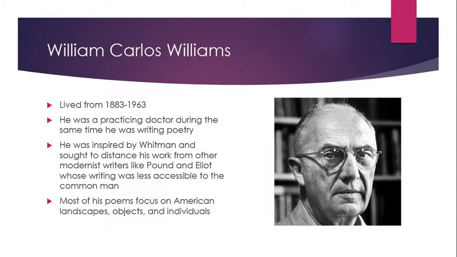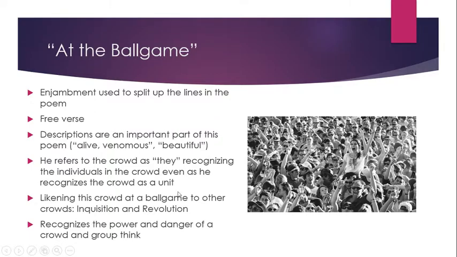So a lot of his poems focus on quote-unquote American things, so landscapes, objects, and individuals that he observes in his regular life, or that he is familiar with as part of his familiarity with the American landscape. So At the Ball Game is an interesting poem, because on the surface of it, it seems to be a celebration of a crowd, but he actually is both recognizing the beauty of the crowd and its capacity for evil, for hatred, for consuming the individual and becoming just the crowd itself.